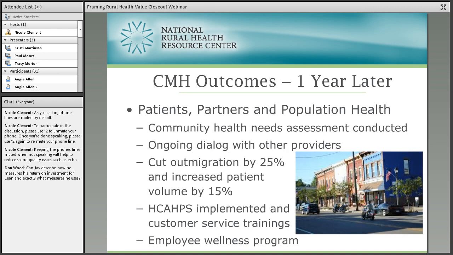In the area of leadership, they really focused on board education and prioritized that, and it was brought into every board meeting. The physicians were integrated into the board and into the decision-making process. They didn't hire a new administrator, but actually reached out to another CAH for a mentorship program.